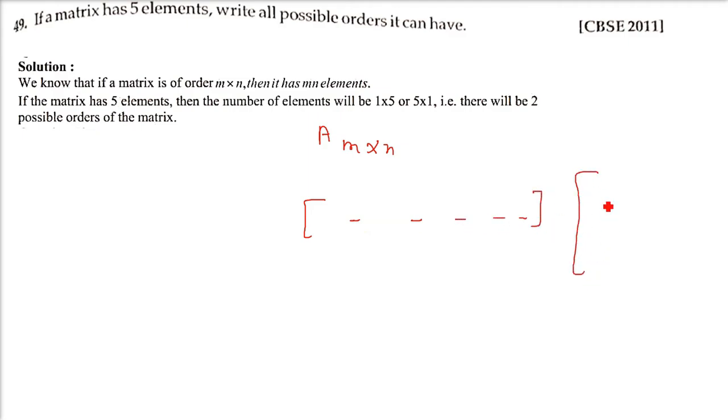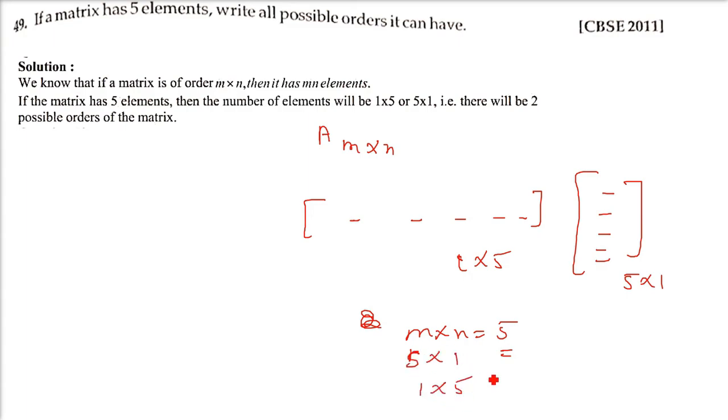It can be 5 elements like this. So it can be only 1 row 5 columns or 5 rows 1 column. There is no other possibility. Because if I ask you m into n is 5, you can only tell me m can be 5, n can be 1, and vice versa. Okay? So there are only two possibilities.